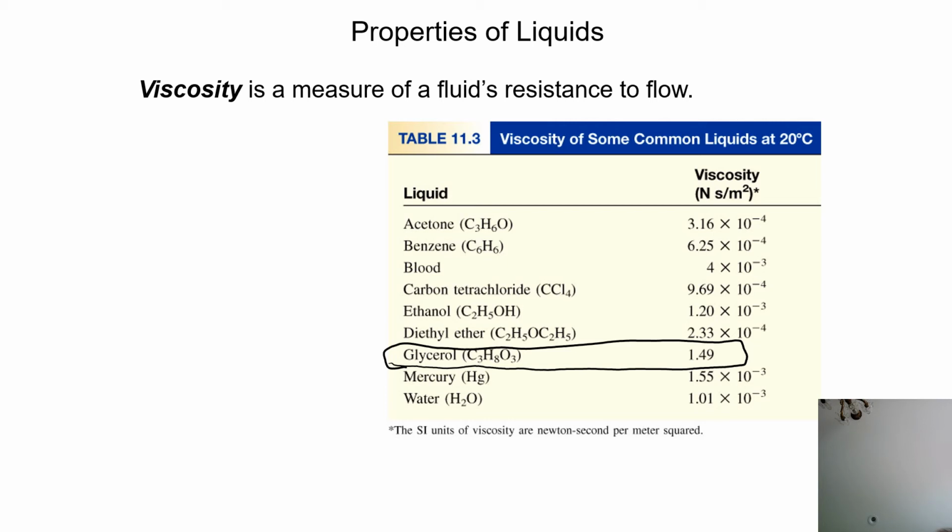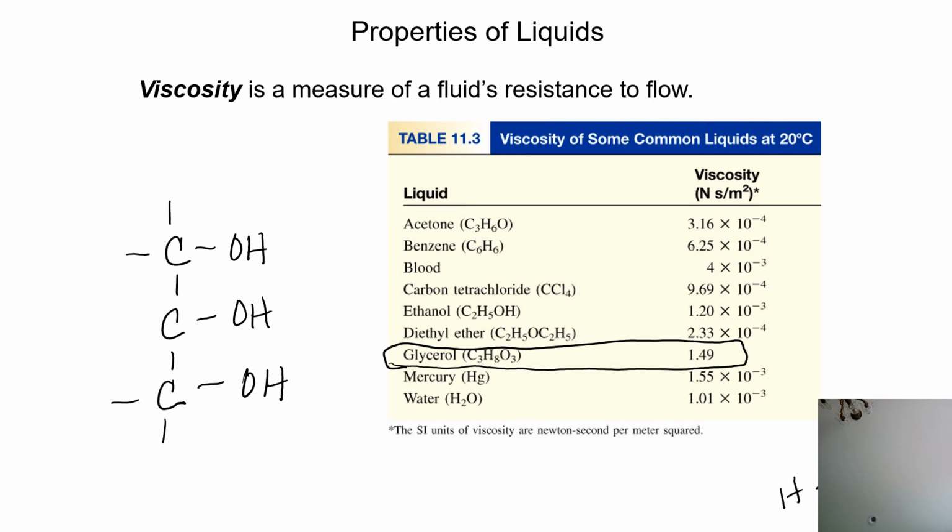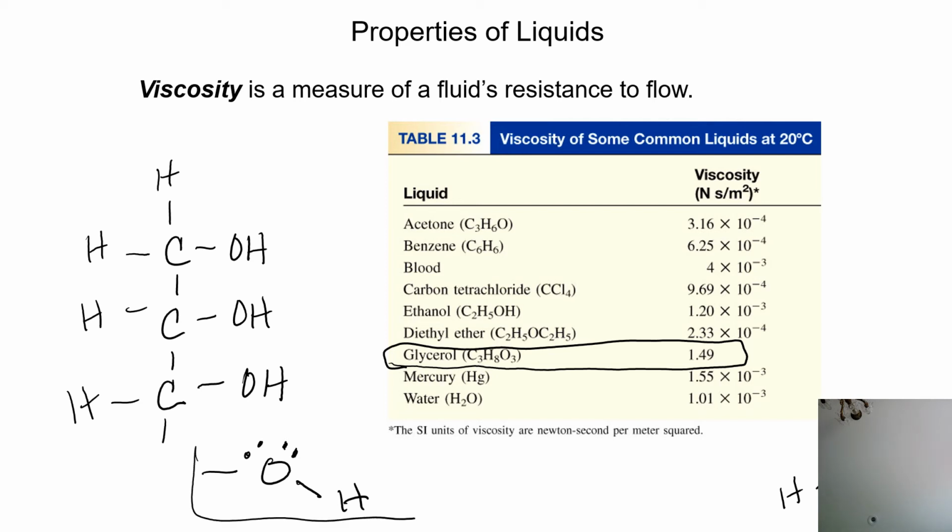Water, as we know, Lewis structure. Glycerol is a 3-carbon molecule, and it has 3 hydroxyl groups attached to it. And actually, I should have drawn that like this, perhaps. Has 3 of these.